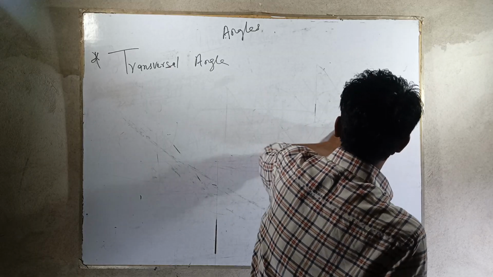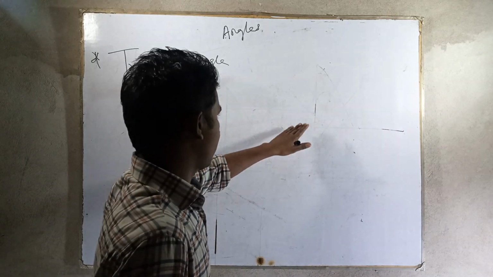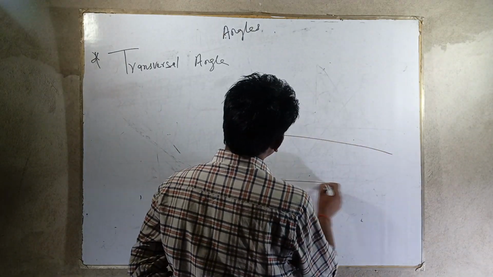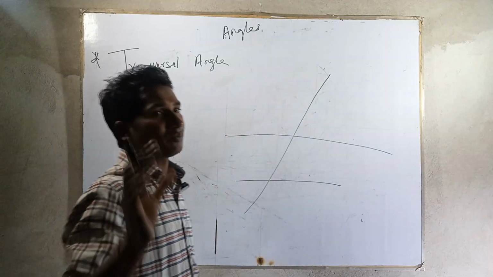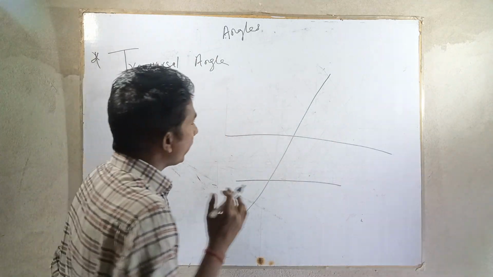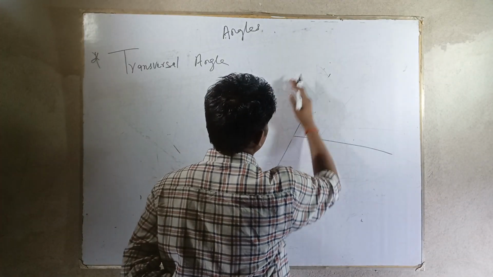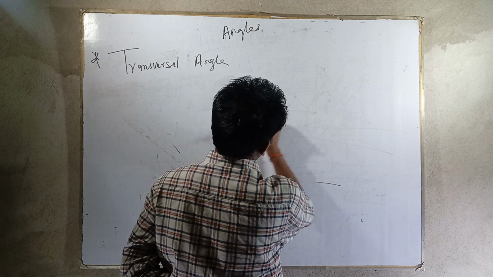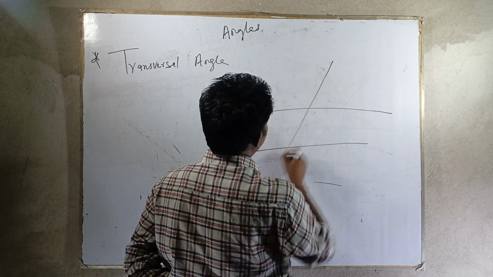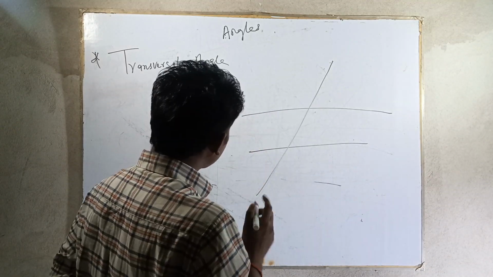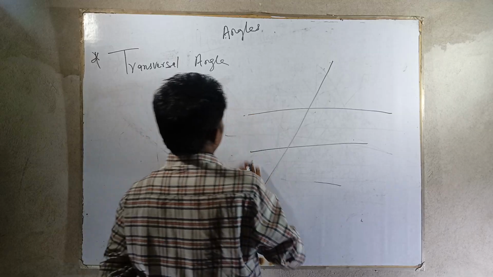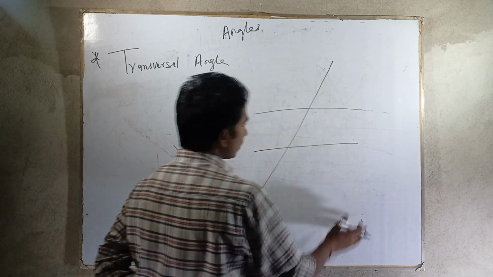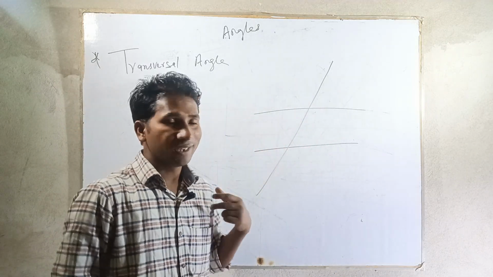Transversal means when a line segment intersects two or more lines at distinct points. When a line segment intersects two or more lines at distinct points, this is called a transversal. Now in a transversal we study many different types of angle.